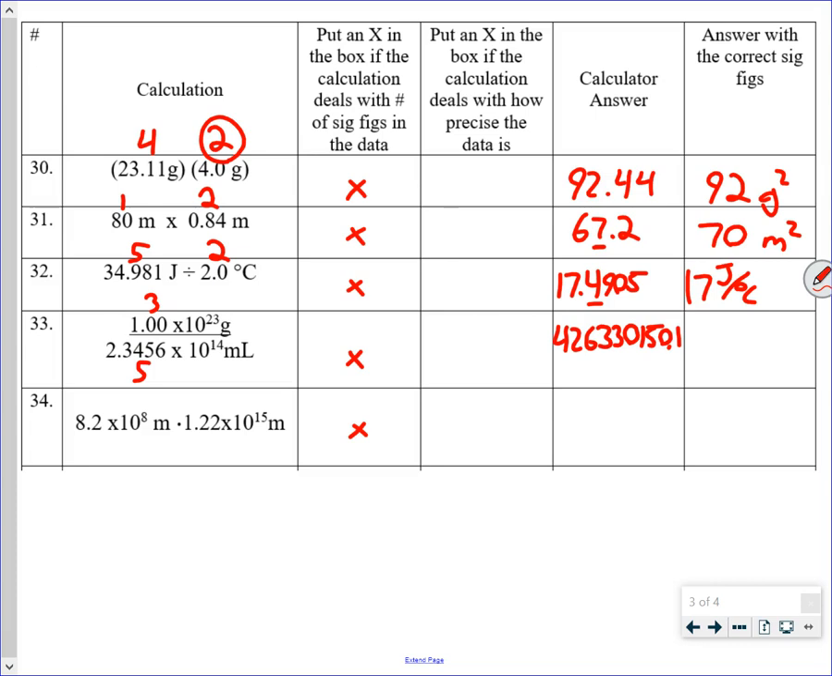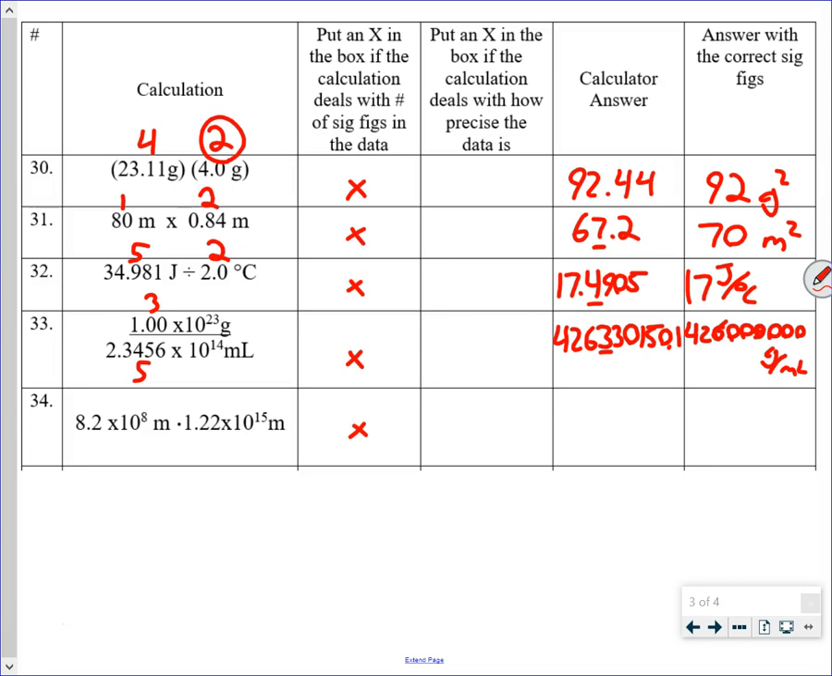We can report it with 3 sig figs as a normal number. The way we would do that is we'd round to the 3rd place. So we look at the 4th digit, which is a 3, less than 5. We should round off. So my final answer could be written as 426,000,000, and we would label it grams per milliliter, and that would be perfectly fine.